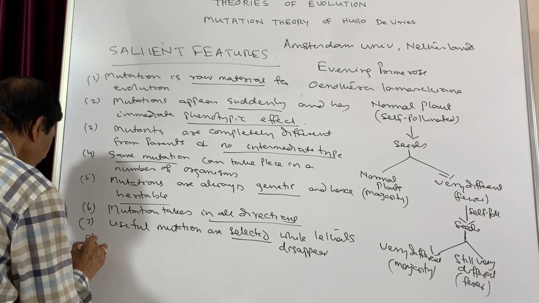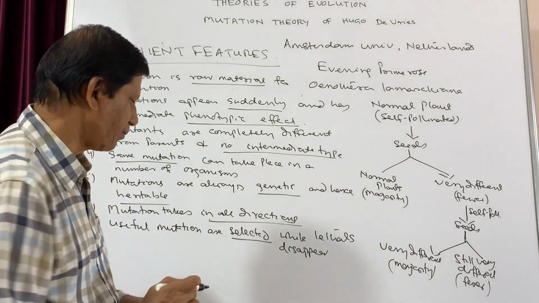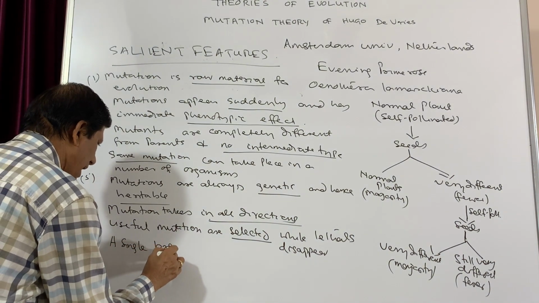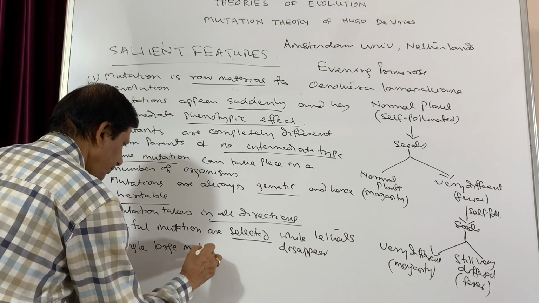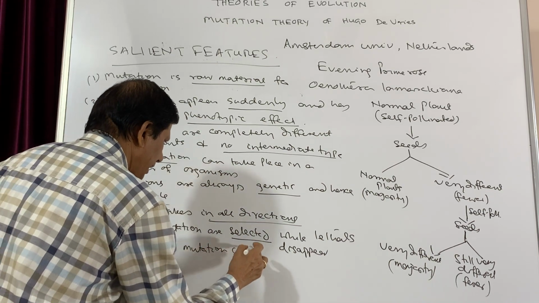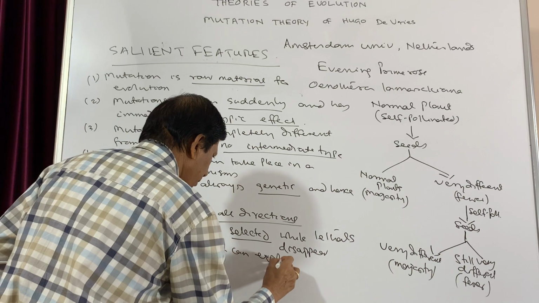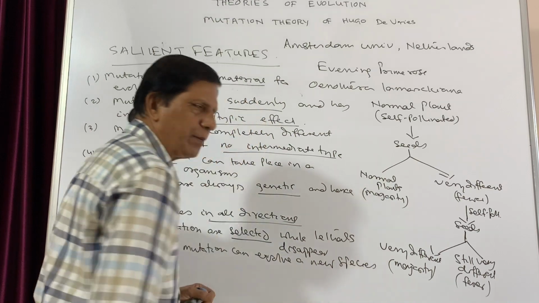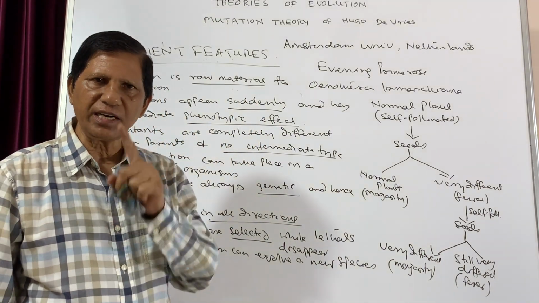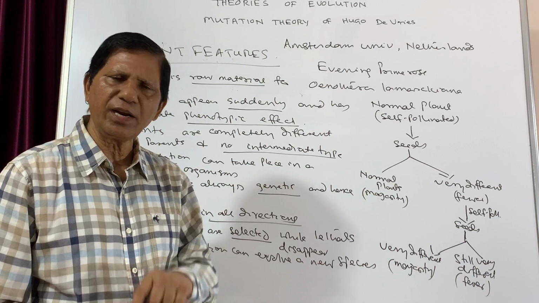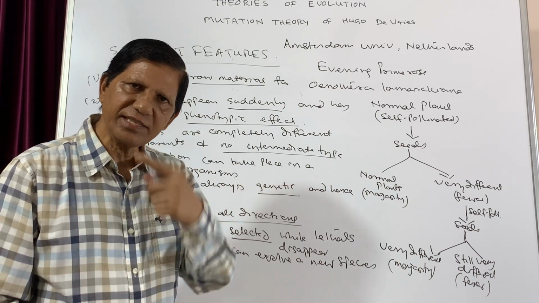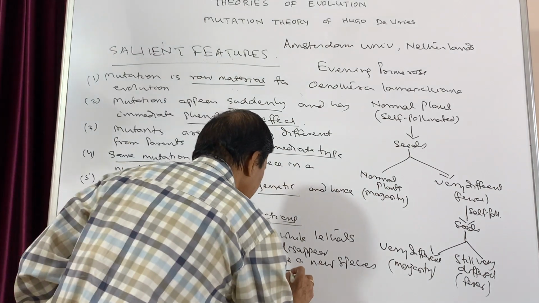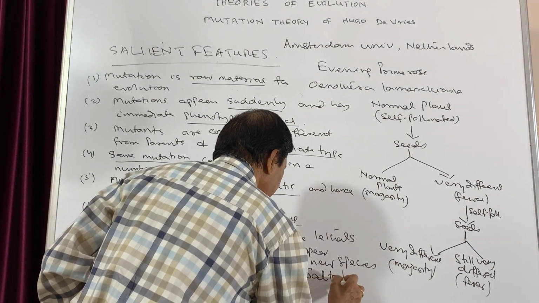The next important point: a single large mutation can evolve a new species. This is very, very important. That means just a single large mutation will take place in a plant or any organism, and in that single mutation a new organism or new species can be created. This is known as saltation.